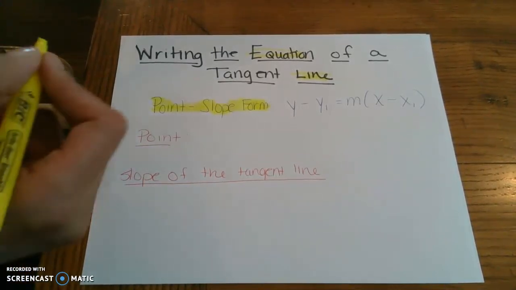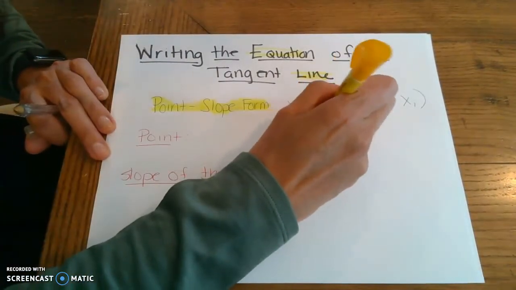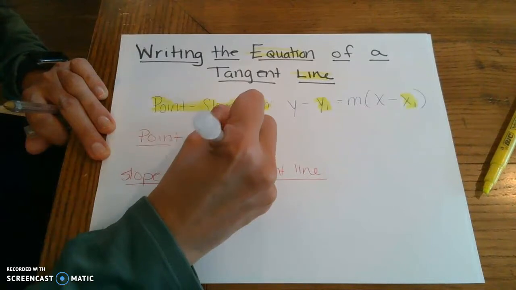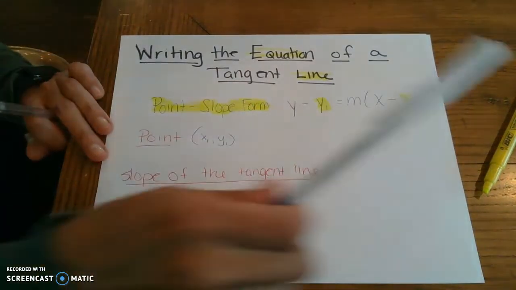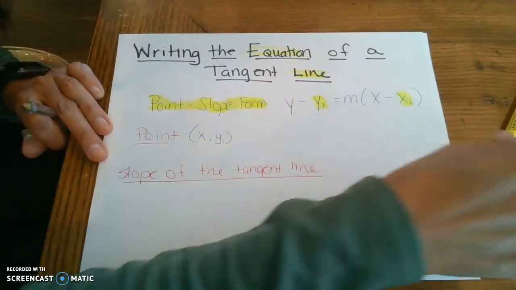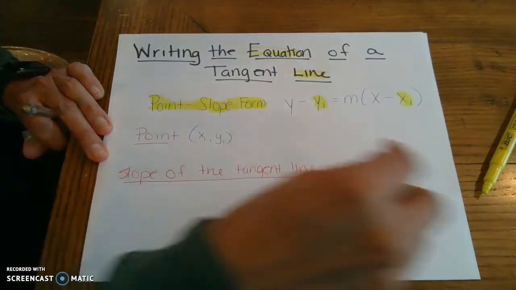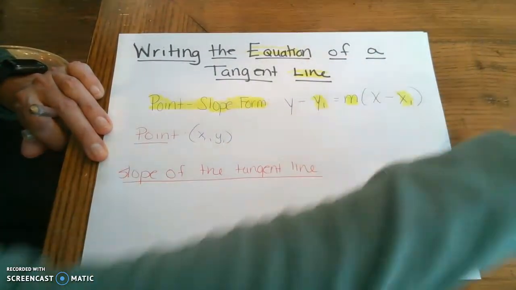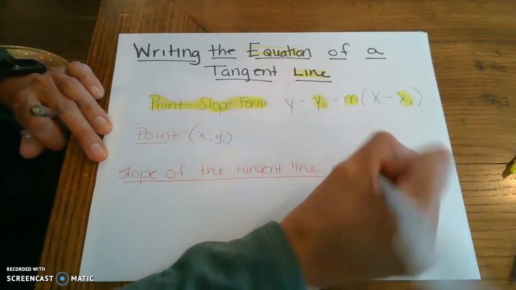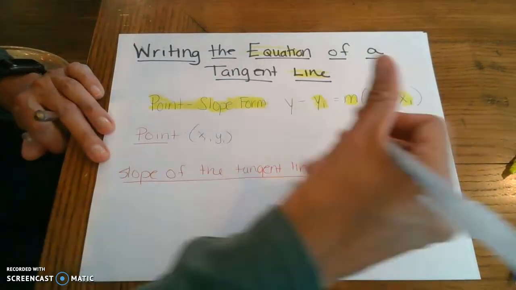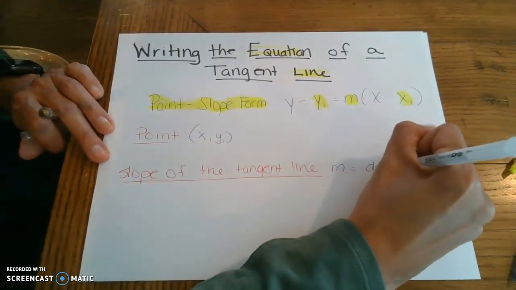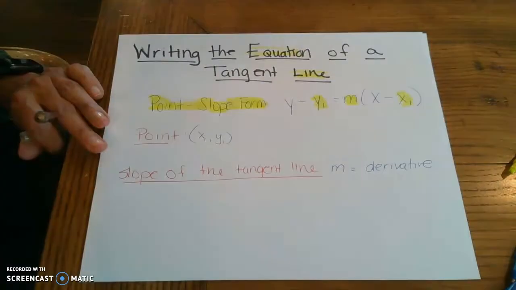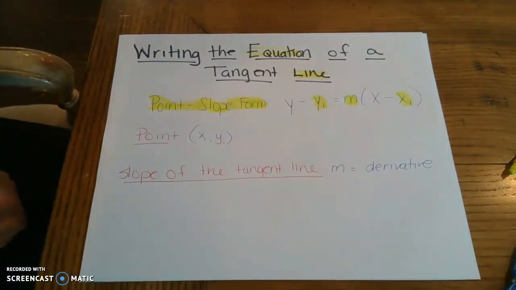That requires you knowing a point, so an x1 and a y1, an x value and a y value, that gets plugged in here. And you will also need the slope, which is your m. So these are the three pieces of that equation that you sub in for. This is my m. Well, the slope of a tangent line, we know that is the derivative. And we just finished learning about all different ways to calculate the derivative.